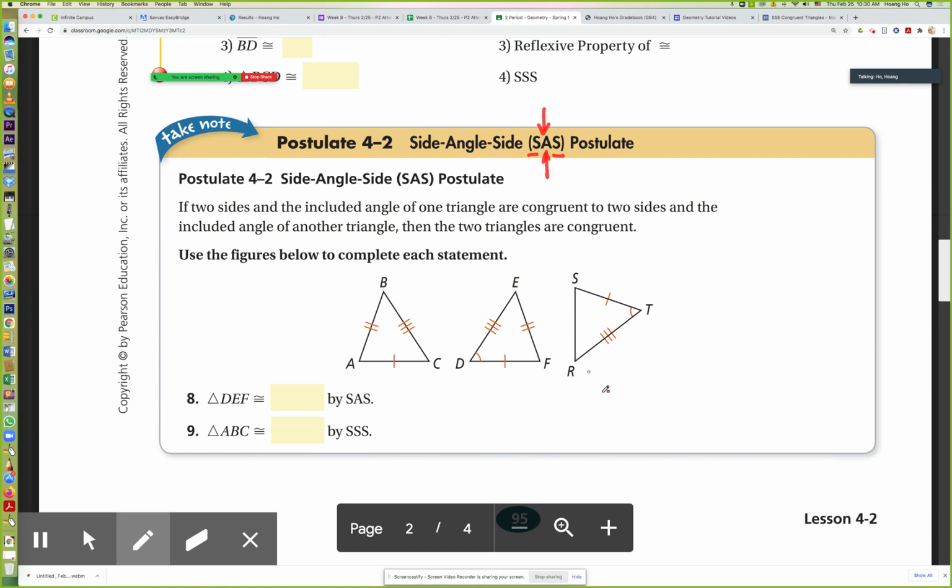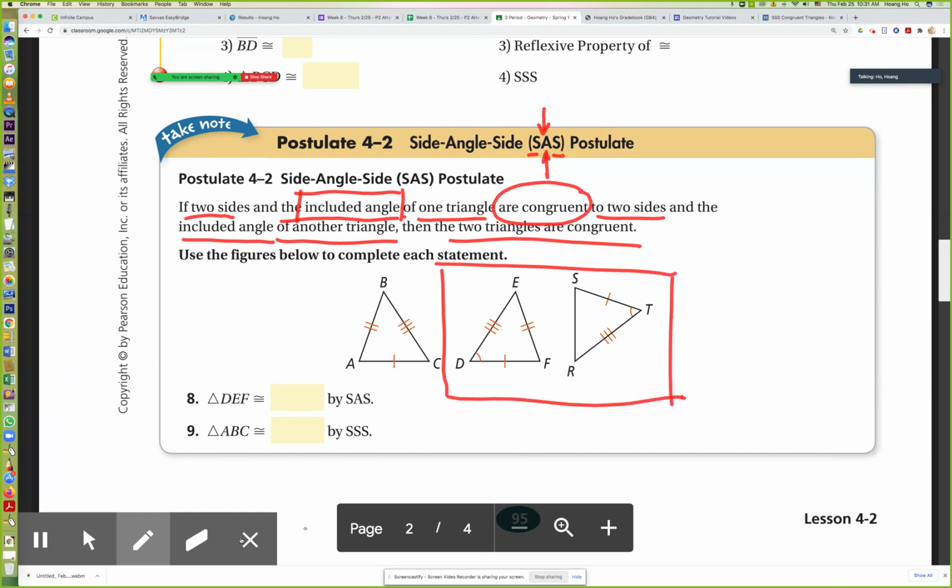Okay. So if you want to prove, for example, these two angles right here. Okay. Let's read the theorem first over here. Postulate. If two sides and the included angle, so the angle has to be between the two sides, of one triangle are congruent to two sides and the included angle of another triangle, then the two triangles are congruent. Okay? So now look over here. I can see the two triangles are congruent by side, angle, side. It has to be D2. All right? It has to be D2. Okay? Let's take a look why they are congruent.